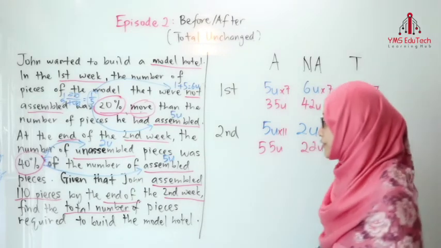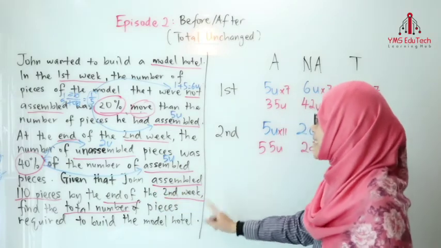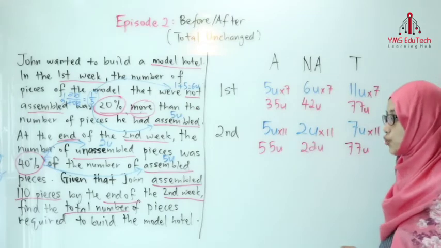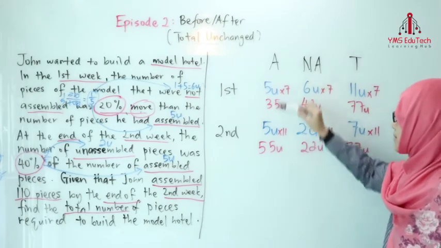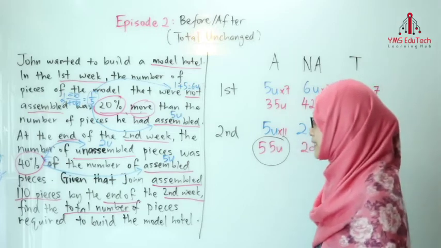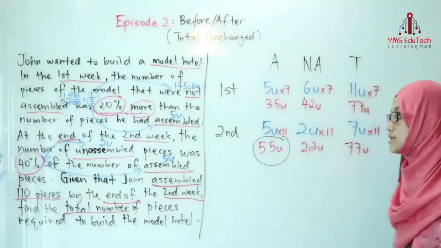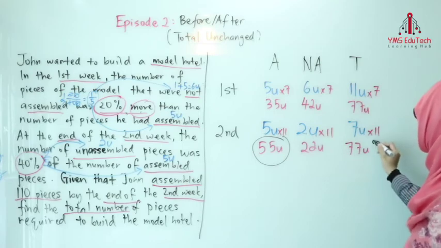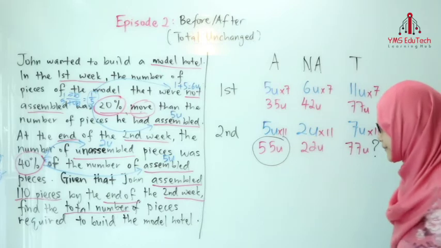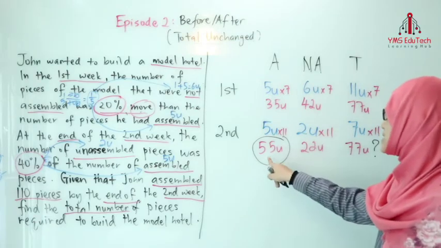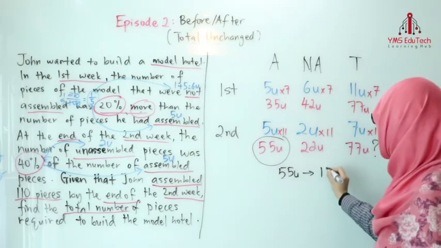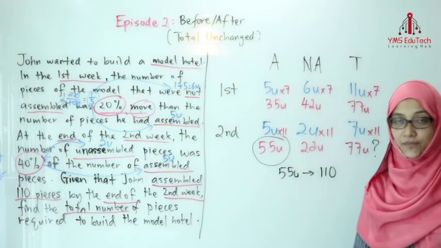So let's continue on. Given that John assembled 110 pieces by the end of the second week, find the total number of pieces. So we need to find how many pieces is 77 units. Okay, so this 55 units here is referring to 110 pieces.